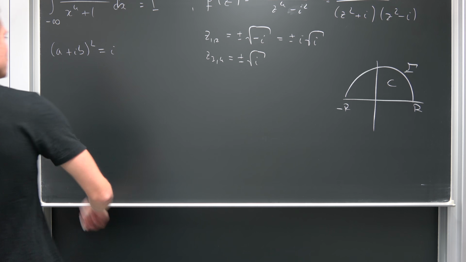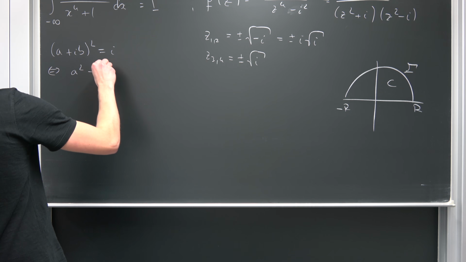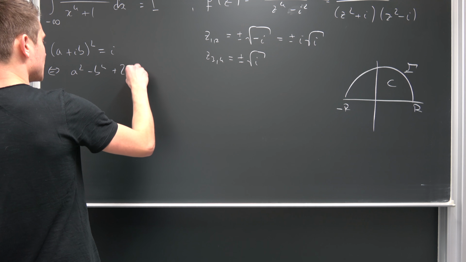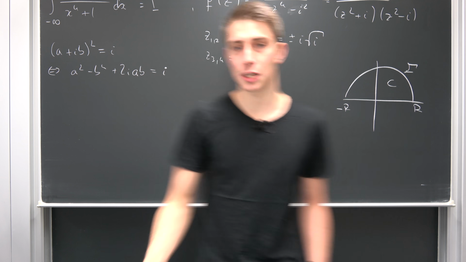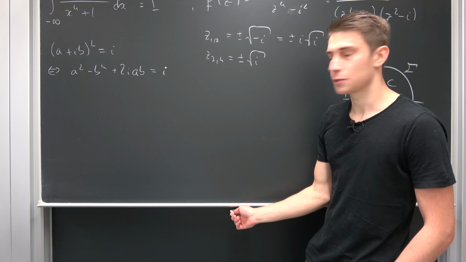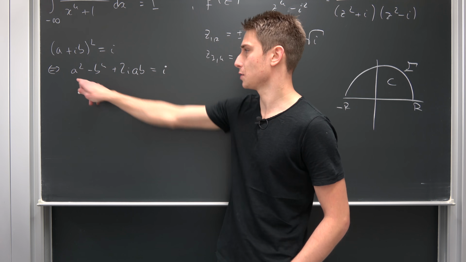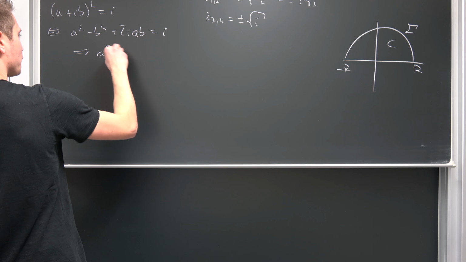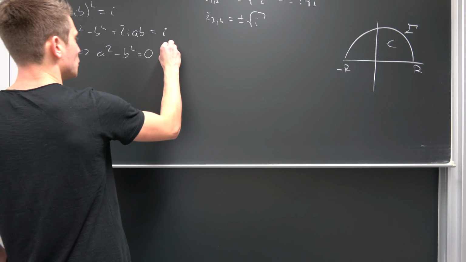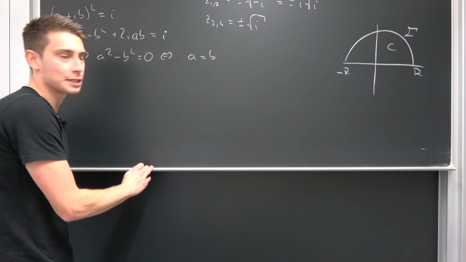Okay, let's see. We are going to get a squared minus b squared plus 2 times i times a times b being equal to i in this case. And now we can just compare the real and imaginary part. You see our real part on this side is 0, meaning a squared minus b squared must be equal to 0, meaning equivalently that a must be equal to b, the absolute values.